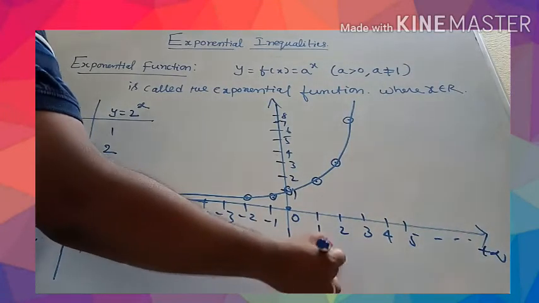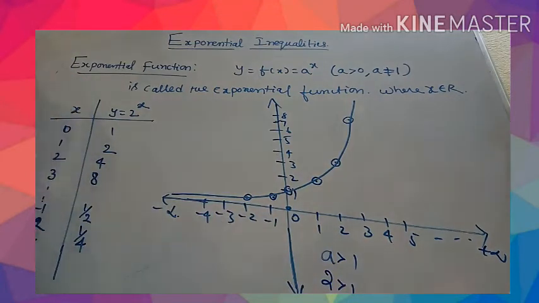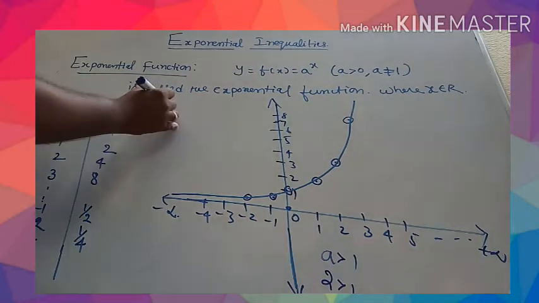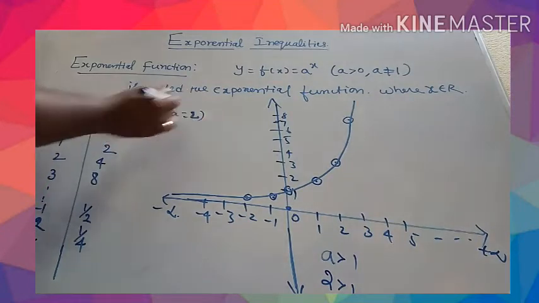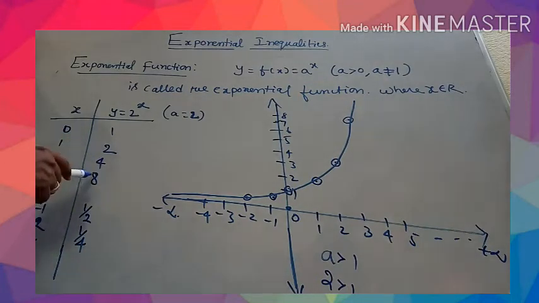Now first of all let us draw the graph of the exponential function in two cases. One is when a > 1. I have taken a table for better understanding, x and 2^x. Here the base a is equal to 2. When x is 0, 2^0 is 1. x is 1, 2^1 is 2. x is 2, 2^2 is 4. x is 3, 2^3 is 8, and so on. When x is -1, 2^-1 is 1/2. When x is -2, 1/4. When x is -3, 1/8.